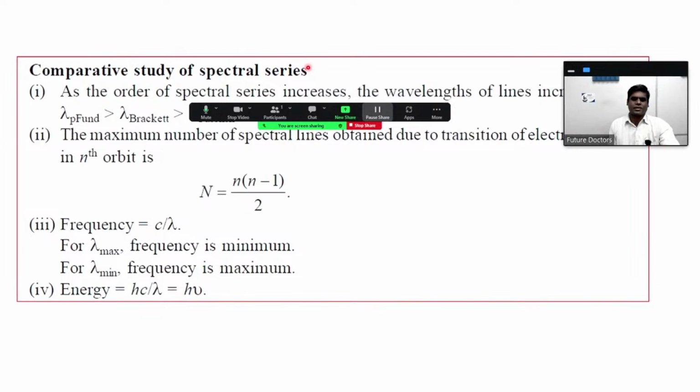Comparative study of spectral series: that is, lambda Pfund is greater than lambda Brackett, greater than lambda Paschen, greater than lambda Balmer, greater than lambda Lyman. The maximum number of spectral lines obtained due to transitions of an electron is N equal to n into n minus 1 by 2. N is the maximum number of spectral lines obtained, and small n is the number of transition levels.